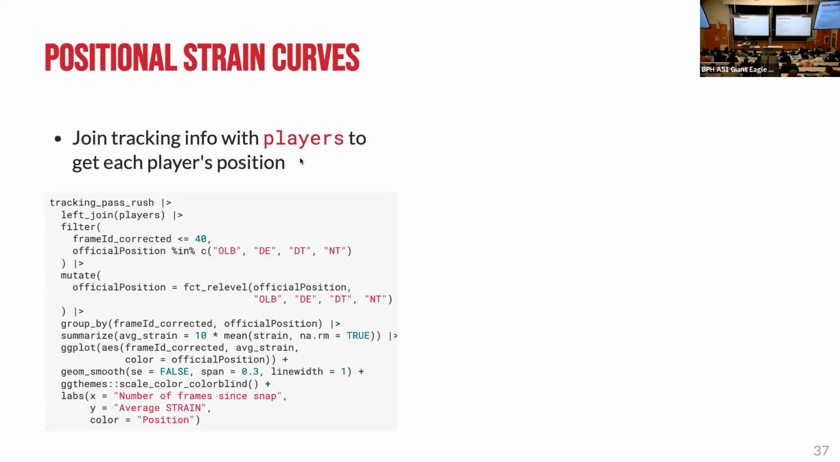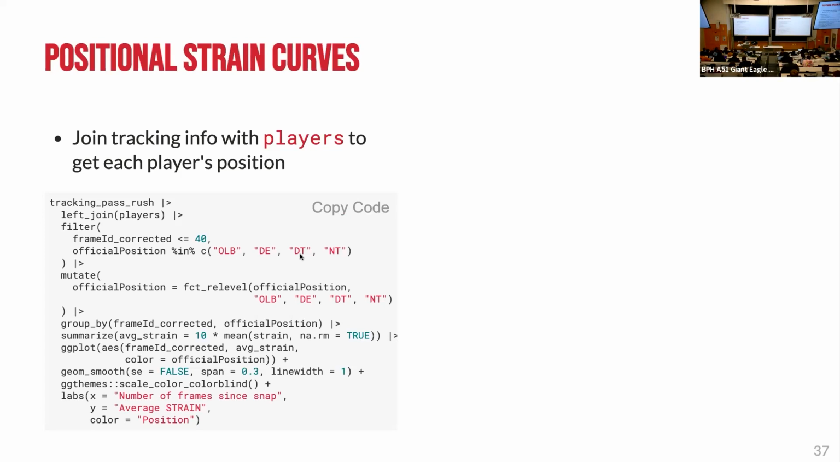Okay, so first we have some positional strain curves. Again, the question here is, how does strain differ across different positions? What we can do here is get the position for each player on the field within the play, because in the raw tracking data that information is not included. But we can get it from the players table, which has the official position defined by the league for each of those players. So we can do a simple left join to that.